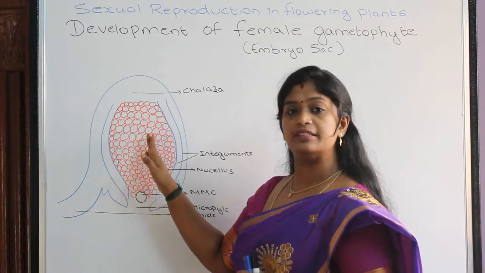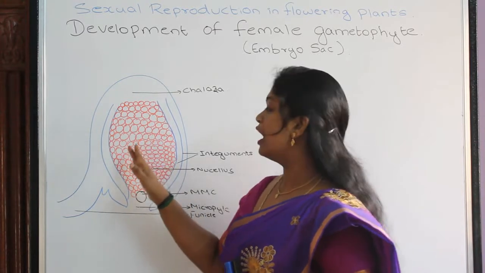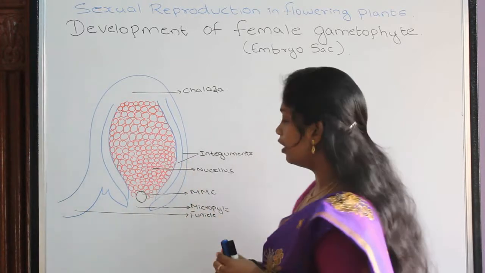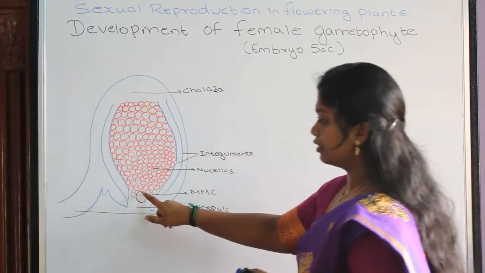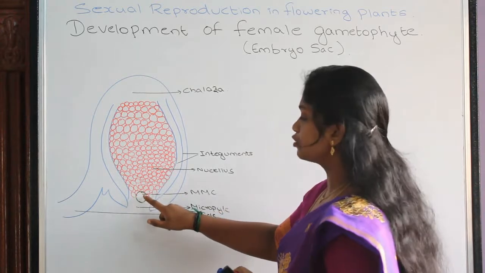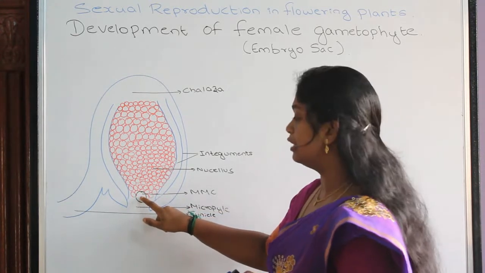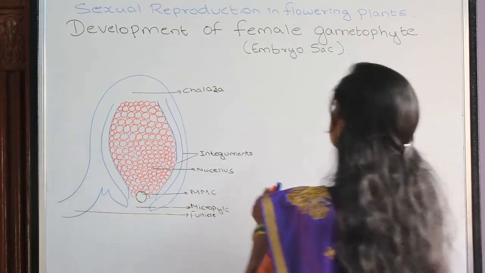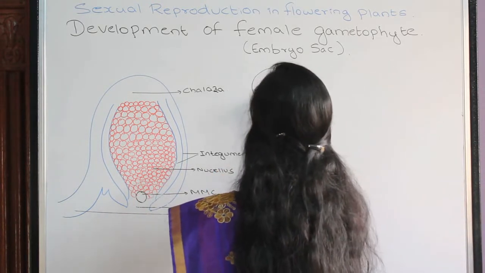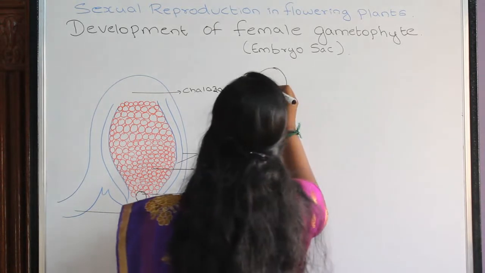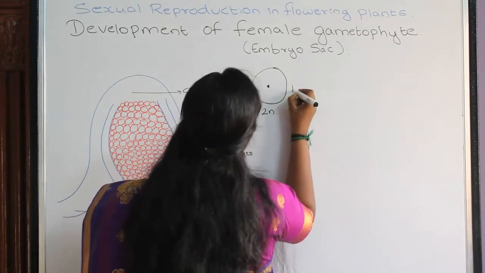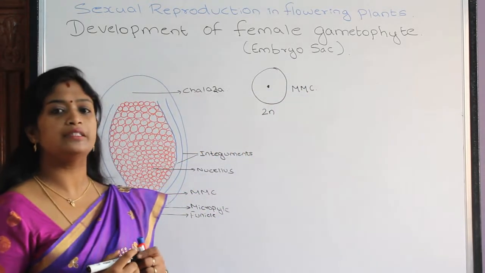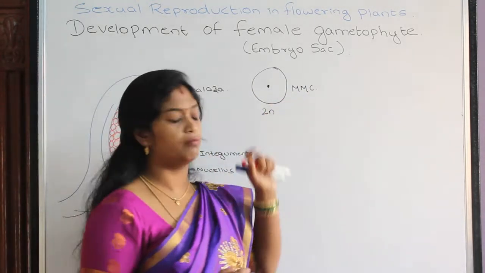Inside the integument there is a dense mass of diploid tissue, and this diploid tissue is called the nucellus. Now let us consider this particular cell, which is called the megaspore mother cell, towards the micropyle region. This megaspore mother cell is diploid in nature. We use the same abbreviation MMC to represent the microspore mother cell or the pollen mother cell.